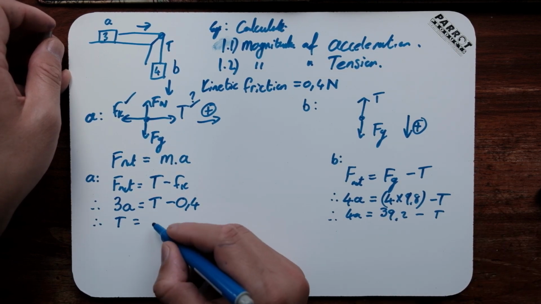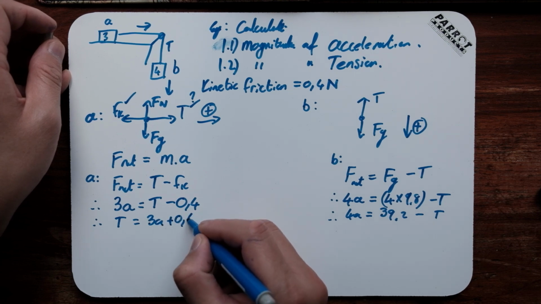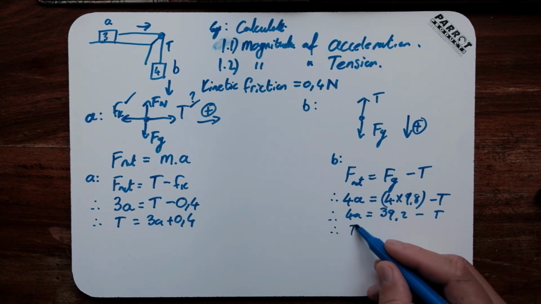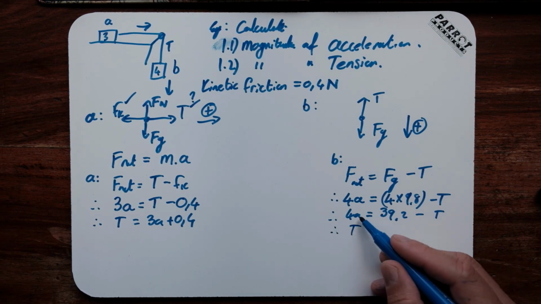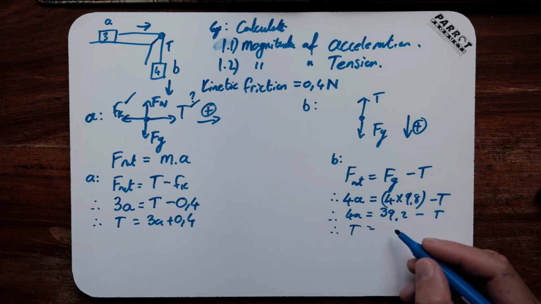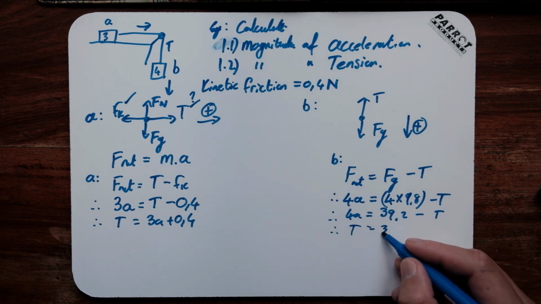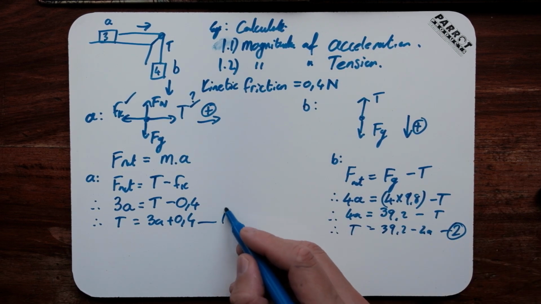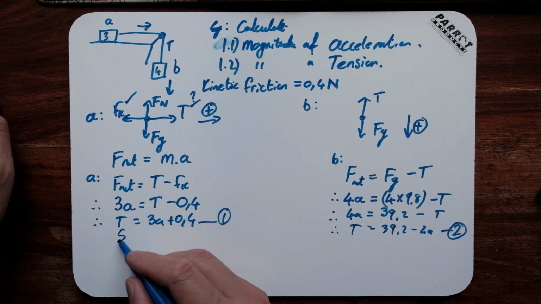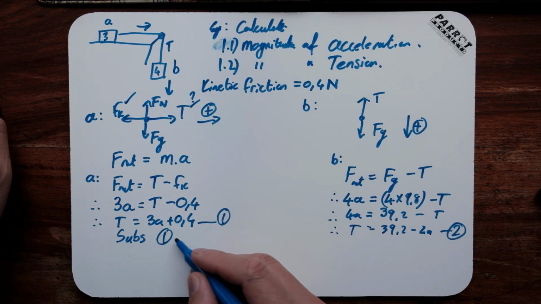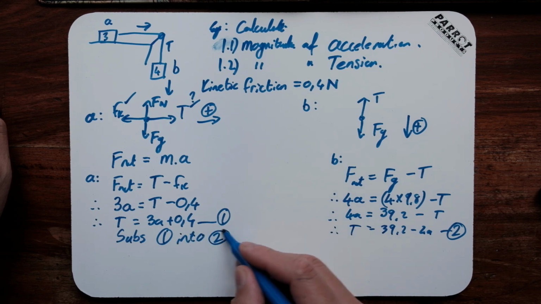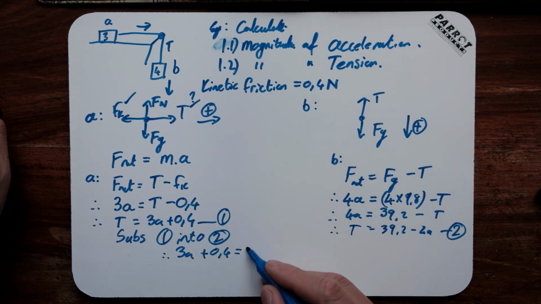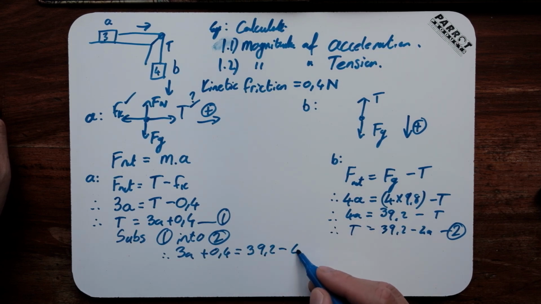And let's rearrange this one quickly. Okay, remember, I'm just taking this across and then swapping them both around. And this one, I'm just moving T across, which makes it positive, and then 4A across, which makes 4A into a negative. So now we have our two equations, 1 and 2. Now, we can substitute 1 into 2, so that means we get 3A plus 0.4 is equal to 39.2 minus 4A.